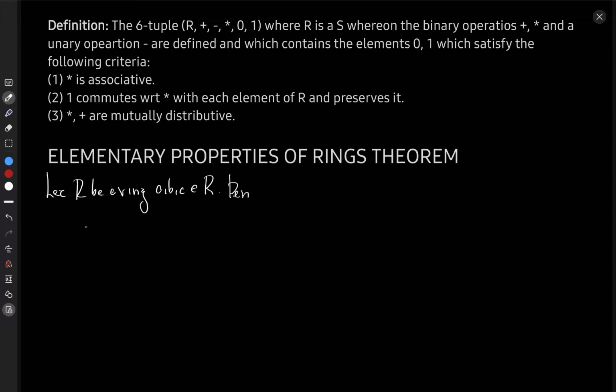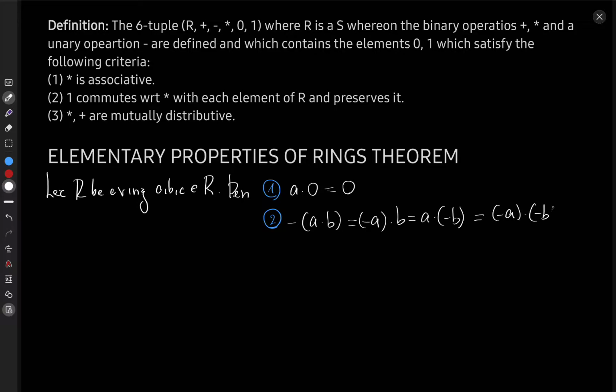Then, 1. It holds that A times its additive identity is equal to 0, the additive identity. 2. The additive inverse of A times B is equal to the additive inverse of A times B, and this is equal to A times the additive inverse of B, and this is equal to the additive inverse of A times the additive inverse of B, which is just AB.